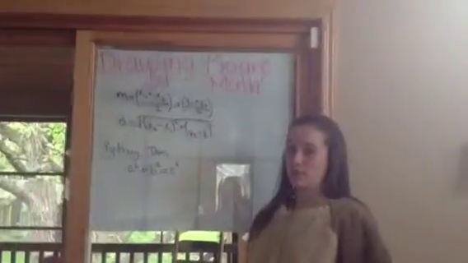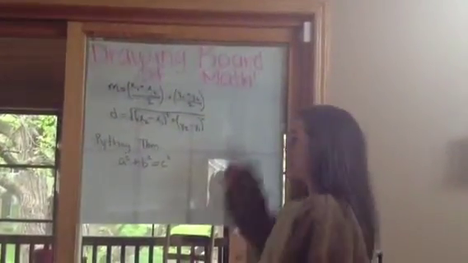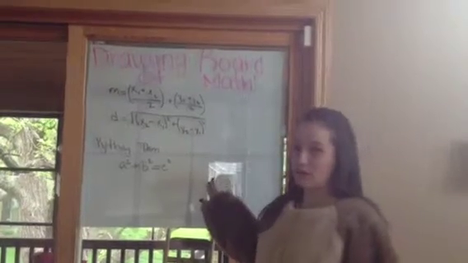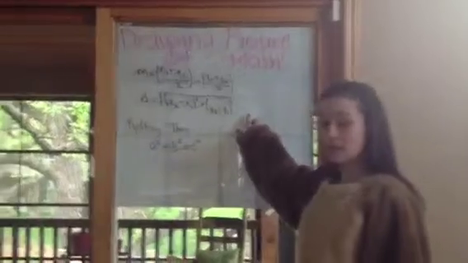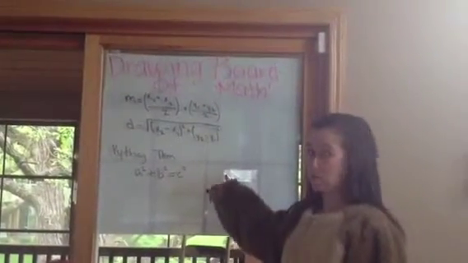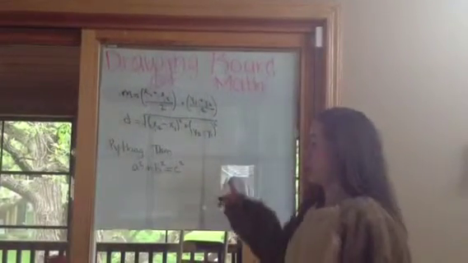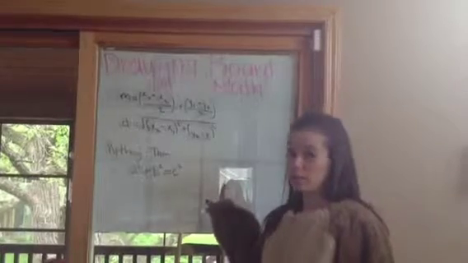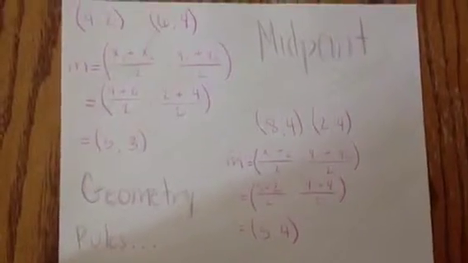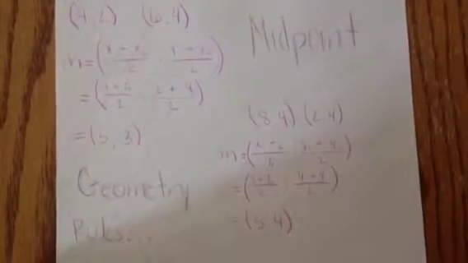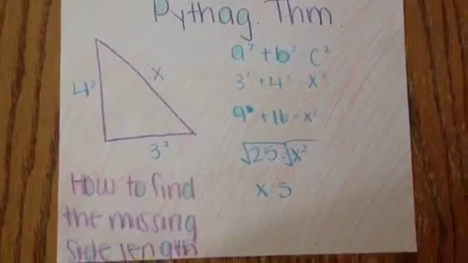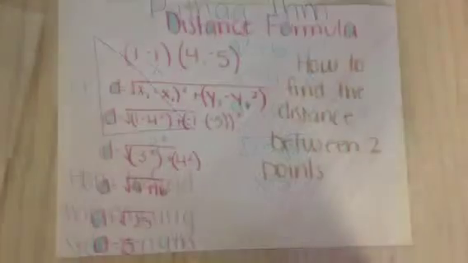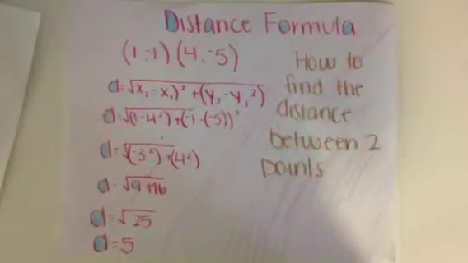A few helpful tips in order to succeed in geometry would be to remember these three equations. One of them is the midpoint, one is the distance, and one is the Pythagorean theorem. These two you can use for points, and this one is for a triangle. We have some examples written out for you. Let's take a look. Midpoint. These are the steps to find the midpoint between 2 points. Pythagorean theorem. These are the steps in how to find a missing side length. Distance formula. How to find the distance between 2 points.